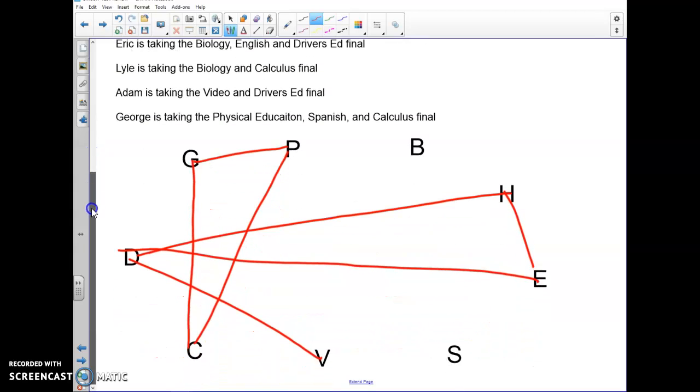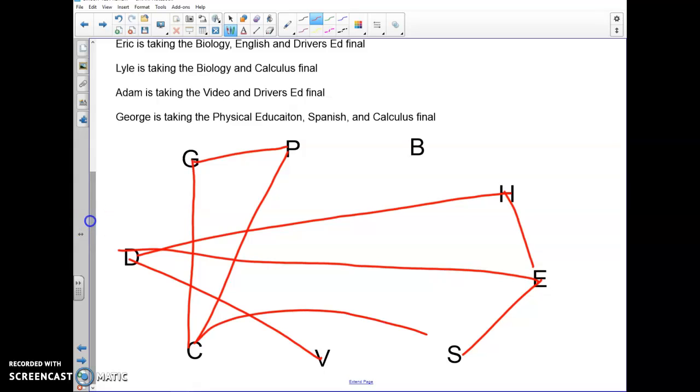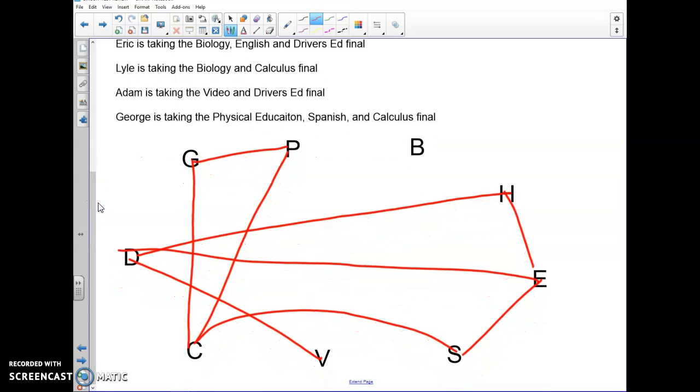English and Spanish for John. So English and Spanish. Calculus and Spanish. So calculus and Spanish. Biology, English, and driver's ed. So biology goes to E, which is English, goes to driver's ed, and the driver's ed also has to go to English, but it already does.